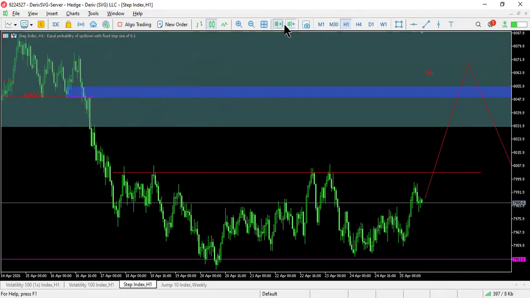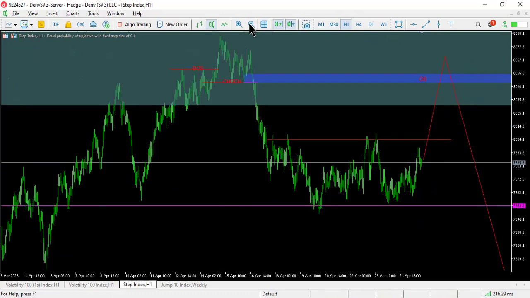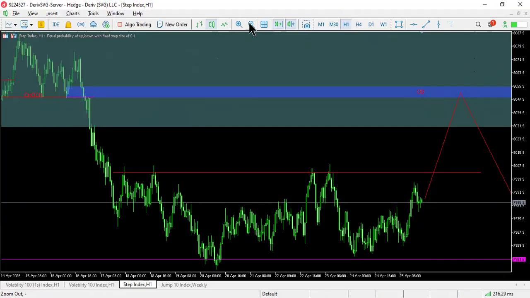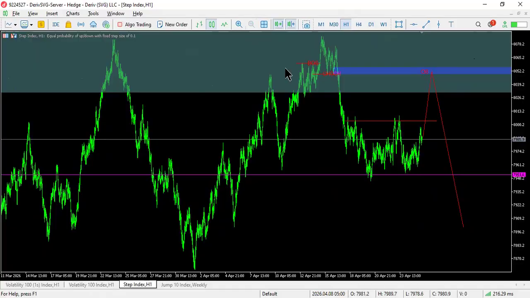So this one is going to be a trade we're going to wait for a very long time, since price is far from that area of interest, which is our order block. And I'm not even going to give the limits for the coordinates for the sell limit, since price is still quite far. But yes, this is what we can expect on step index.